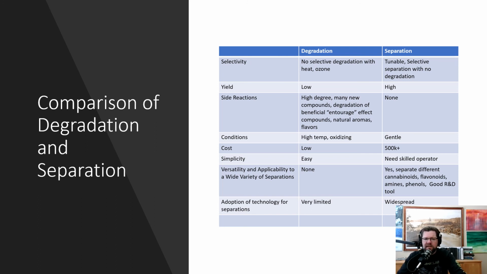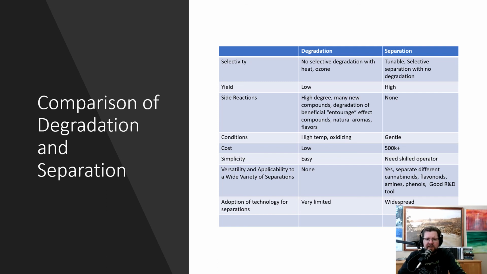The yield typically with the degradation is low. Separation is very high. Side reactions, there are no side reactions with the separation, but on the degradation side, there's a lot of side reactions that are occurring. You get a high degree of many new compounds. You can degrade what we call the beneficial or maybe the medicinal compounds, the low-level compounds that are in there, which is called the entourage effect, for example, or maybe you would be sacrificing your full spectrum. The other minor cannabinoids that are in that oil may also be degrading to nothing. The natural aromas, of course, will be gone, and the flavors will be gone too. So those are things that you need to be thinking about when you do degradation.